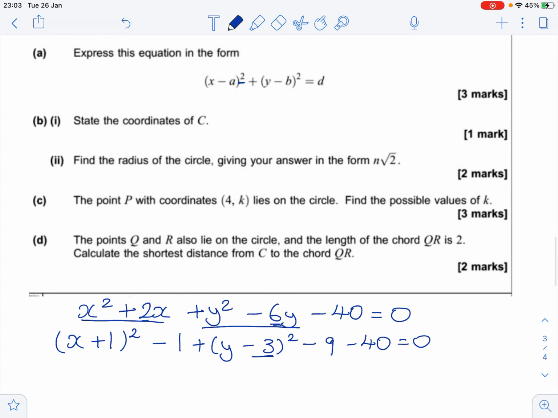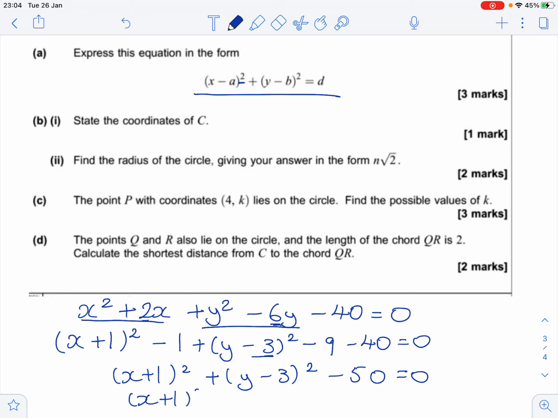Then just simplify it. I have (x plus 1) squared plus (y minus 3) squared minus 50 equals 0. Then remember we have to write our solution in this format. So it's (x plus 1) squared plus (y minus 3) squared equals 50.